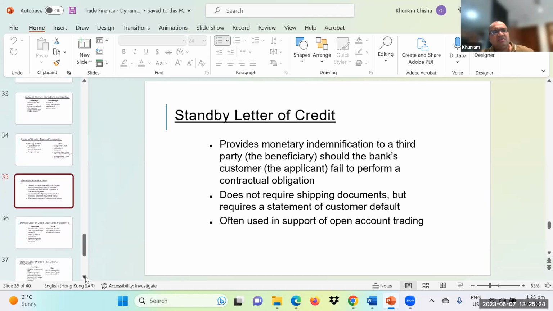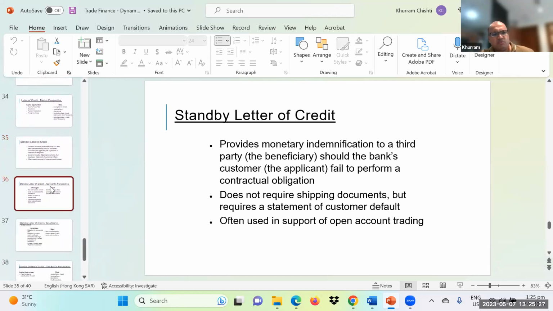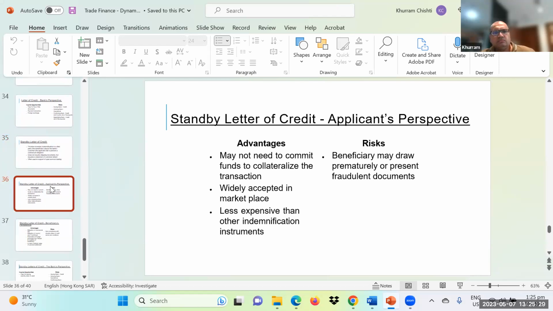And as always, we see the thing from three perspectives: customer, bank, importer, exporter. Okay, now first of all, the applicant's perspective. Applicant is who? Applicant is Almaya Supermarket. And what, from their perspective, is the thing? They may not need to commit funds to collateralize the transactions. Usually in a standby letter of credit, the bank will ask for a cash security, but may not need to. If Almaya Supermarket is known to NBF and they have lines of credit with them, they will not actually give them the cash to have that issued.